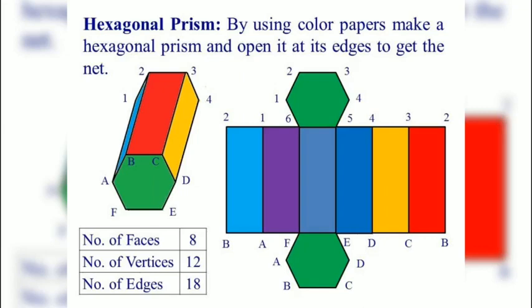Hexagonal prism. By using color papers, make a hexagonal prism and open it at its edges to get the net. So here this figure shows the net of a hexagonal prism. So number of faces of a hexagonal prism is 8, number of vertices is 12, and number of edges is 18.